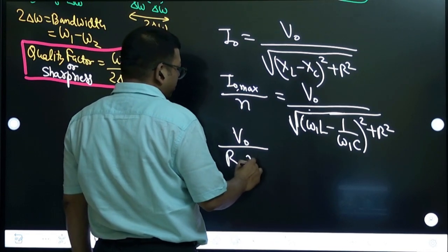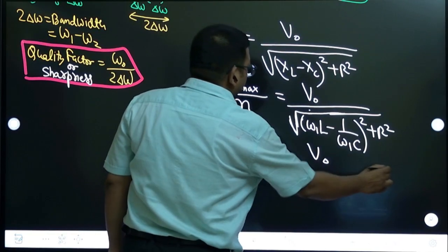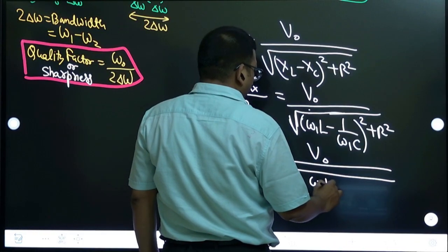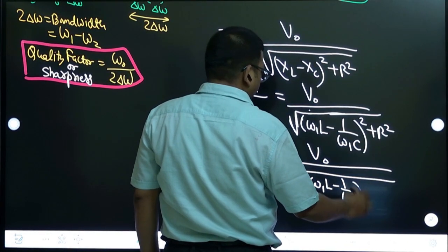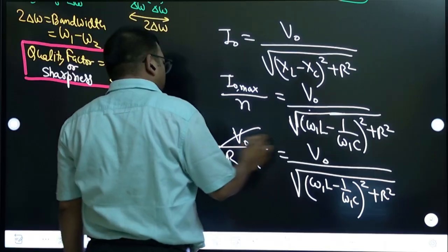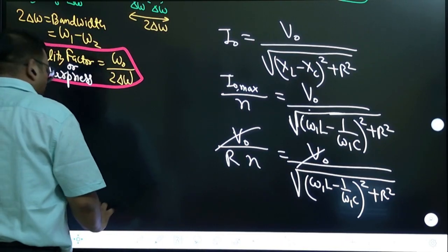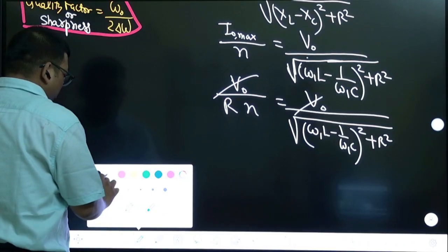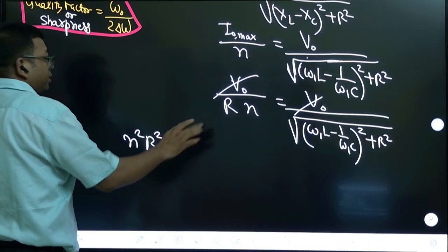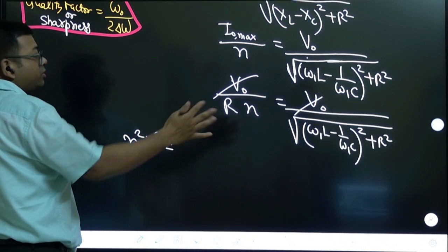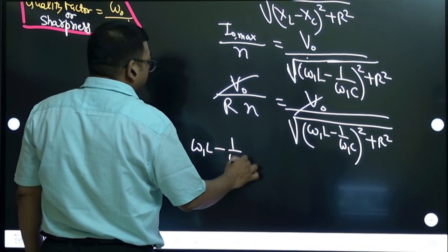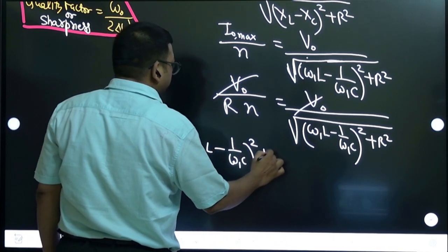At resonance, right. And this will become V naught by root under omega 1 L minus 1 by omega 1 C whole square plus R square. Now this V naught will get cancelled. And now you square this. If I square this, it will become N square R square. Both sides' denominators are equal, so square this. It will become omega 1 L minus 1 by omega 1 C whole square plus R square.